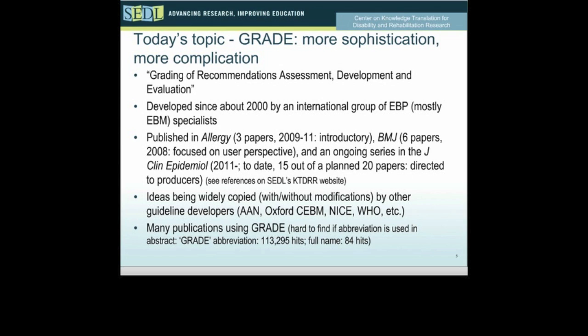And then there are many publications that use GRADE, but it's very hard to find them because the word grade, of course, is used in so many connections. So when I did a search about a month ago, if I just used the word grade, I got 113,000 hits. If I used the term grading of recommendations, assessment, development, evaluation, I got 84. The truth lies somewhere in the middle, but it's a lot closer to 84 than to over 100,000.